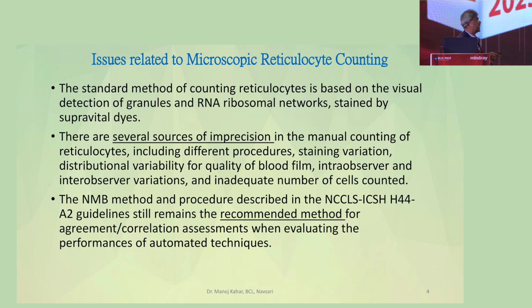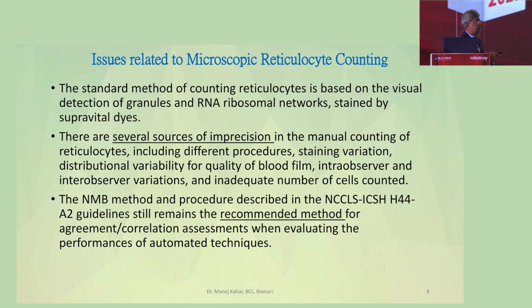Now, there are issues related to microscopic reticulocyte count. As we have discussed, the standard method is based on the visual detection of granules and RNA ribosomal networks stained by supravital dyes. But there are various sources of imprecision: manual counting of reticulocytes, how many reticulocytes you count, how many RBCs you count, different procedures, staining variation, distribution variability, quality of blood film, intra-observer and inter-observer variations, and inadequate number of cells counted. So all these add to the imprecision.